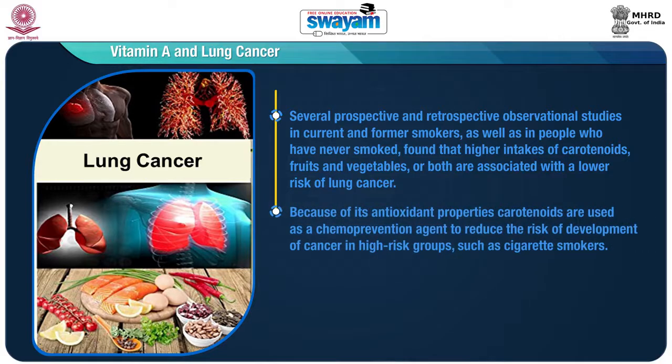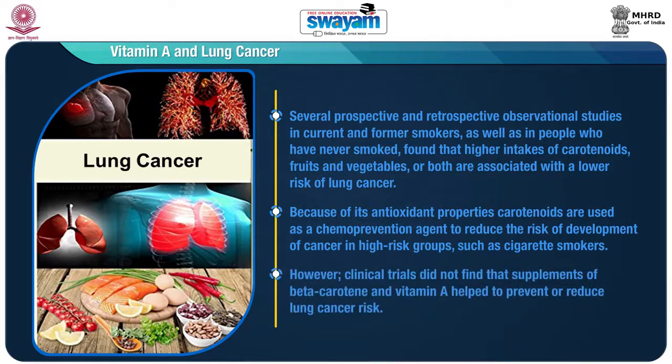Because of its antioxidant properties, carotenoids are used as a chemoprevention agent to reduce the risk of development of cancer in high risk groups such as cigarette smokers. However, clinical trials did not find that supplements of beta carotene and vitamin A help to prevent or reduce lung cancer risk.